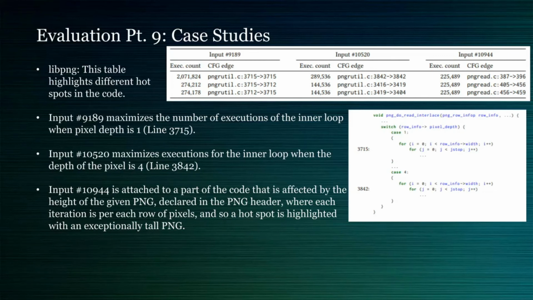For example, input number 10944 with an execution count of almost 250,000 is attached to a part of the code that is affected by the height of the given PNG, declared in the PNG header, where each iteration is per row of pixels, and so a hotspot is highlighted with an exceptionally tall PNG input. With all these favored inputs, PerfFuzz has shown us some key areas of the code that affect the running time and performance of parsing a PNG independent of file size, such as the image's dimensions and pixel depths, all of which are located in the header.